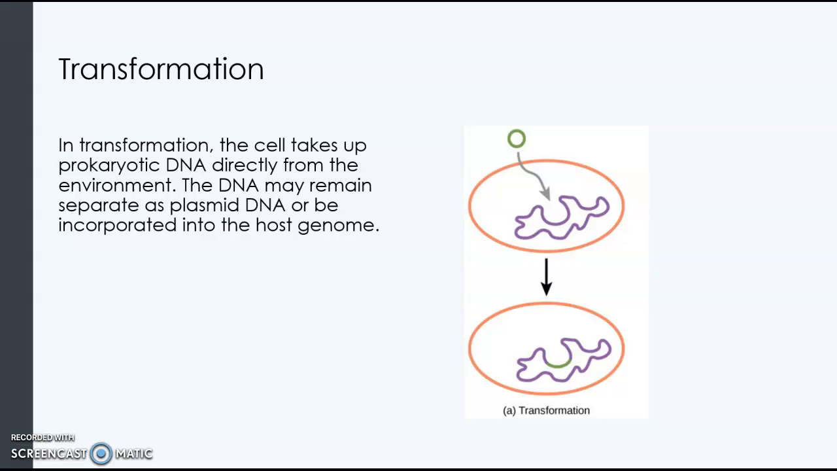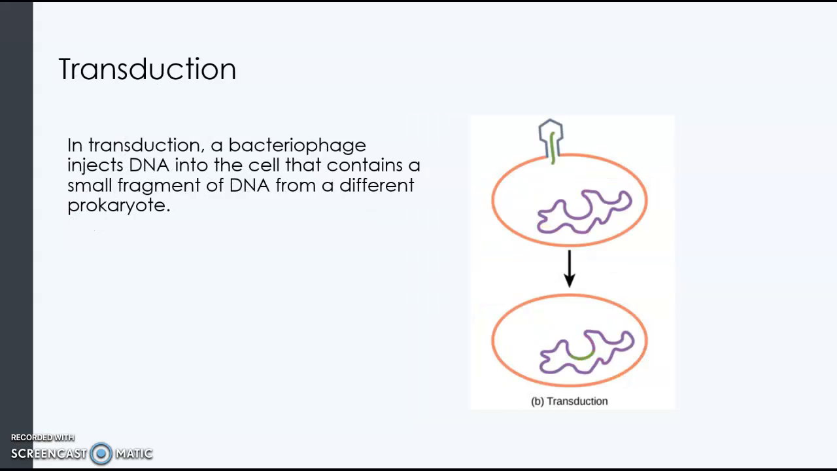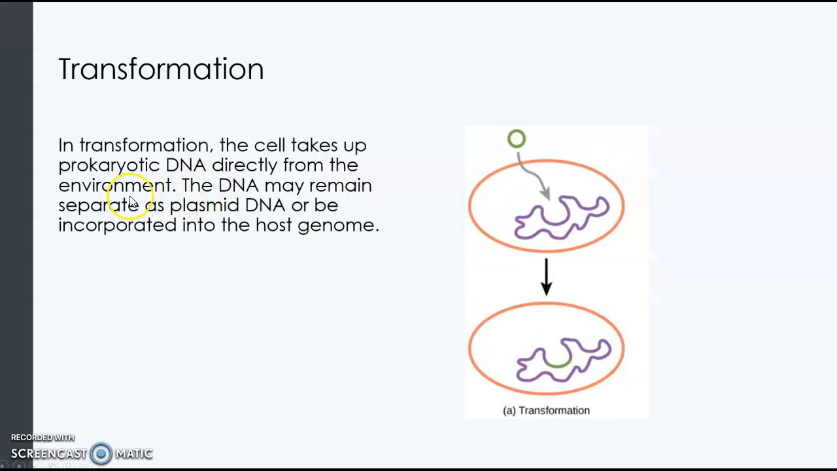But there are ways that prokaryotes can have genetic diversity. And those ways are transformation, transduction, and conjugation. And I see that our time's running out, so we'll start with transformation in the next section.